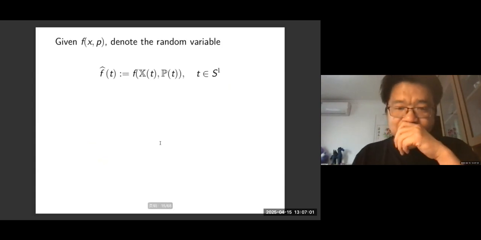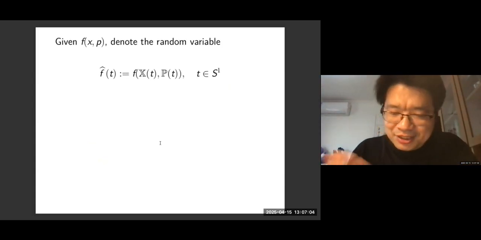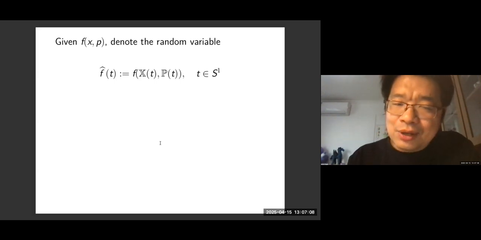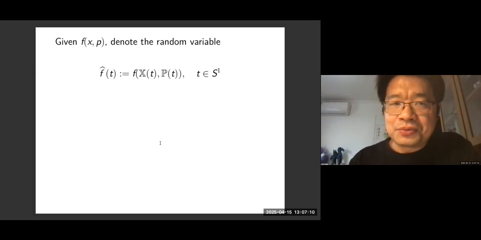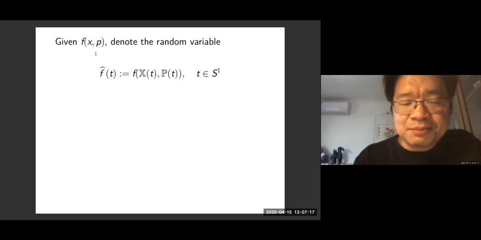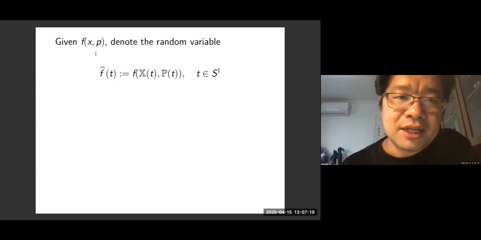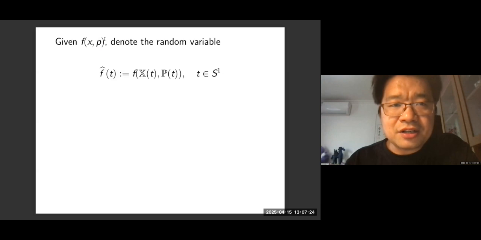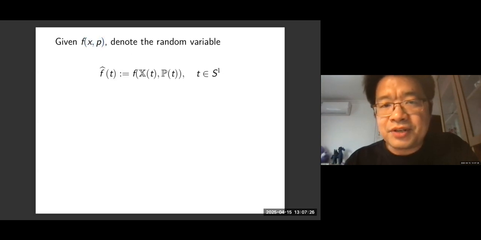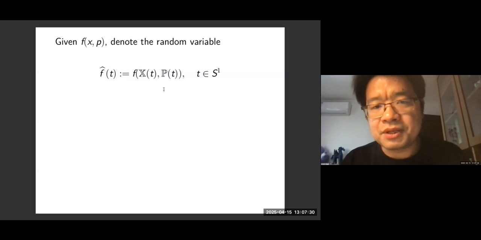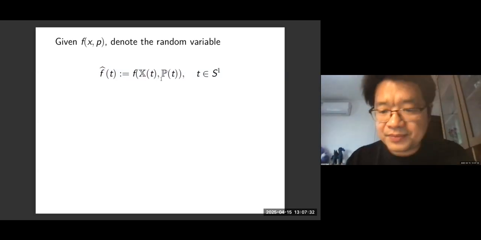So now, it sounds trivial, but let me show you something interesting. I want to compute some correlation in this model. Take any function on the phase space. Say, take the simplest phase space, R^n, where x is my position and p is the momentum. For any function, I can prepare a random variable like this, by replacing x and p with this process at time t.